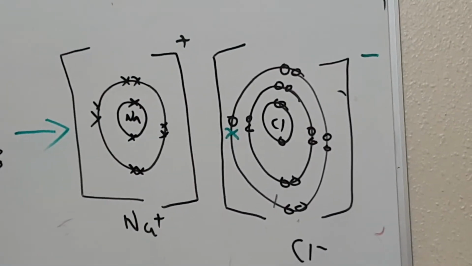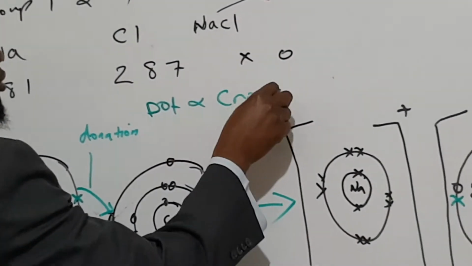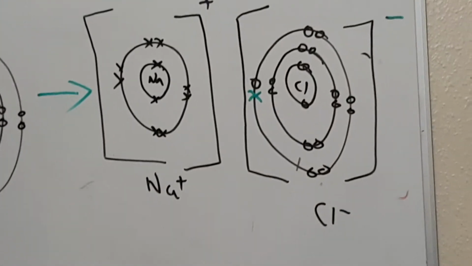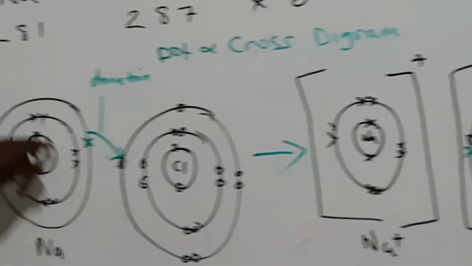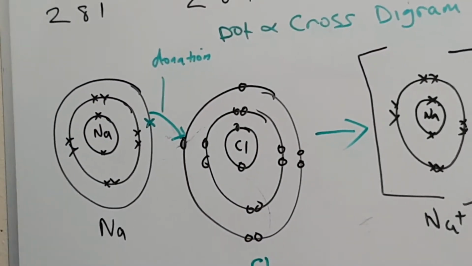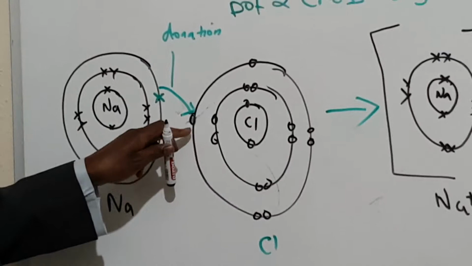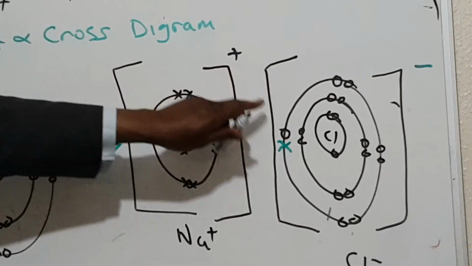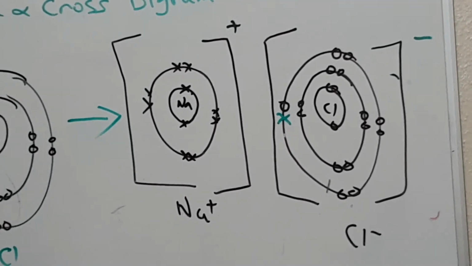So look at this. When you do this dot and cross diagram of atomic ionic bonding, you have to show exactly like this. You have to show that this is a sodium atom, chlorine atom. Sodium donates 1 electron to chlorine, and then it becomes a sodium ion, 1 positive because it gives out 1 electron, and then a chlorine ion, 1 negative because it receives 1 electron.